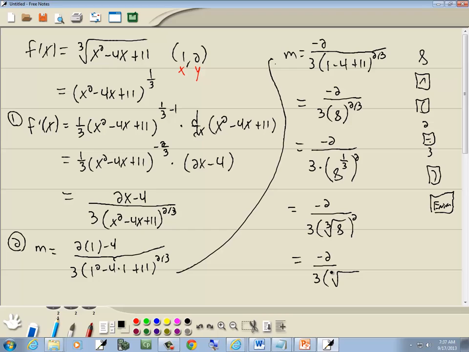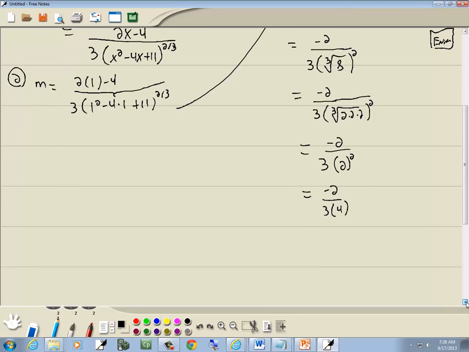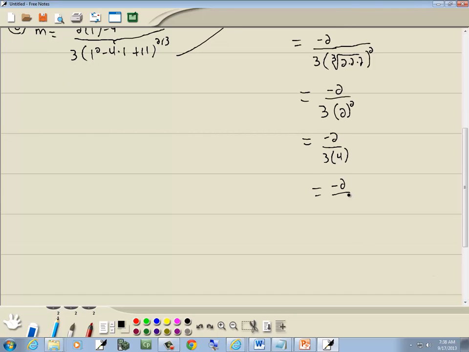Now the cube root of 8. 8 is 2 times 2 times 2. This gives us negative 2 over 3. Our index is 3, the number in the slot right here, which means we want to find 3 of something. Well, we've got 3 twos, so the 3 twos come out in front as a single 2, and the second power carries down. So then we've got negative 2 over 3 times 2 squared, which is 4. That gives us negative 2 over 12, or negative 1/6.